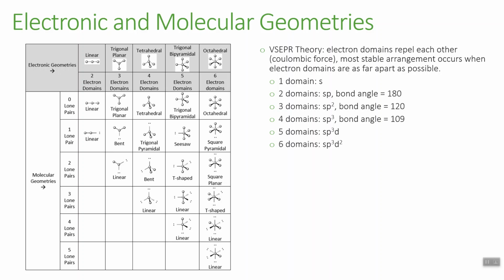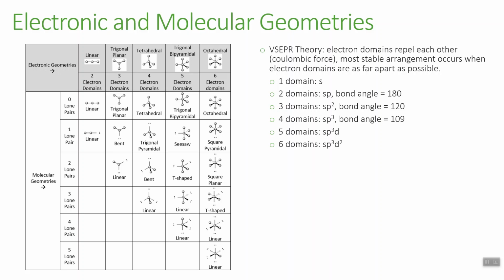Now, we have bond angles associated with 2, 3, and 4. We also have them with 5 and 6 and so on, but these are the main ones that you should know. So if you have 2 domains, the farthest away they can get from each other is going to be an angle of 180, and this is where we get the linear electronic geometry. Now, electronic and molecular geometries are different in that the electronic geometry considers how many electron domains there are, whereas molecular geometry is simply based on the atoms that are present.